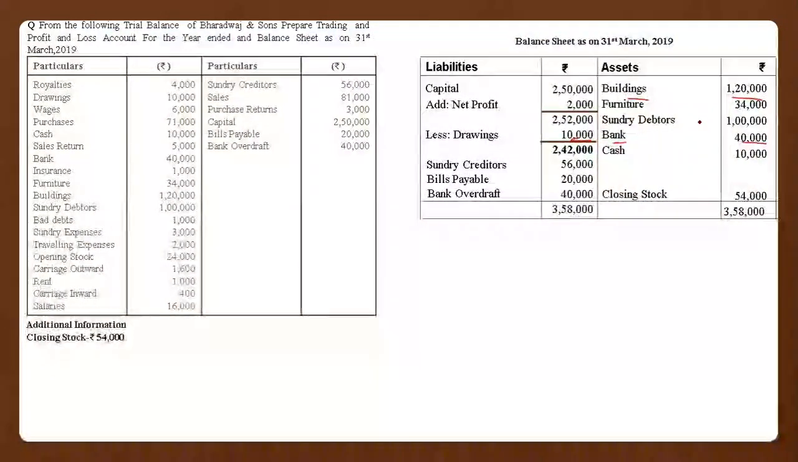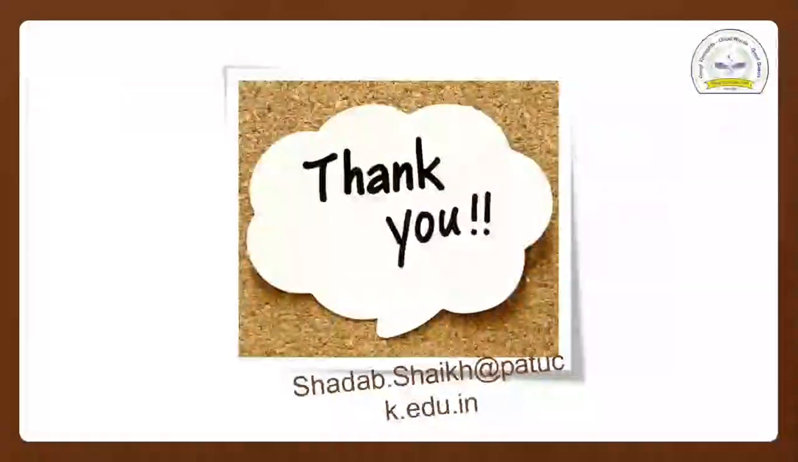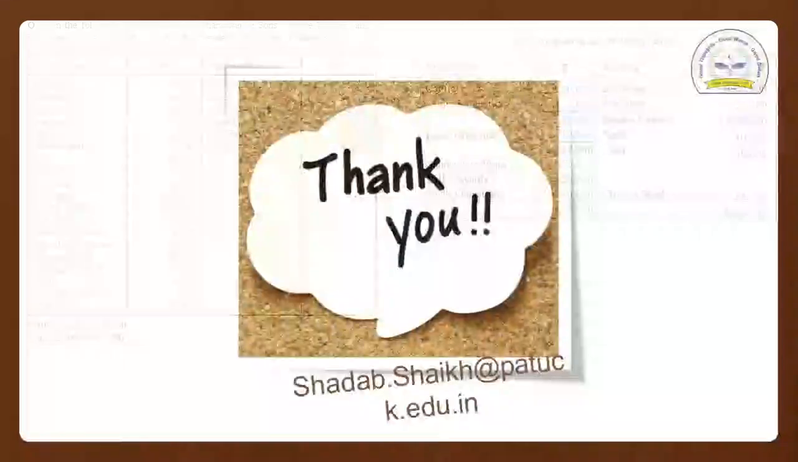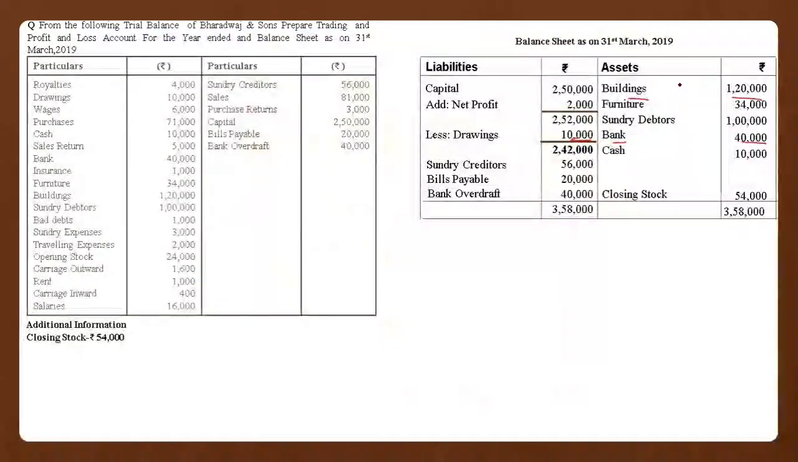Next is debtors. Sundry debtors. What is sundry debtors? Sundry debtors, a person who receives goods or services in credit and does not make the payment immediately and is liable to pay the amount. So debtor is your asset. So you are going to write debtors asset 1 lakh rupees.